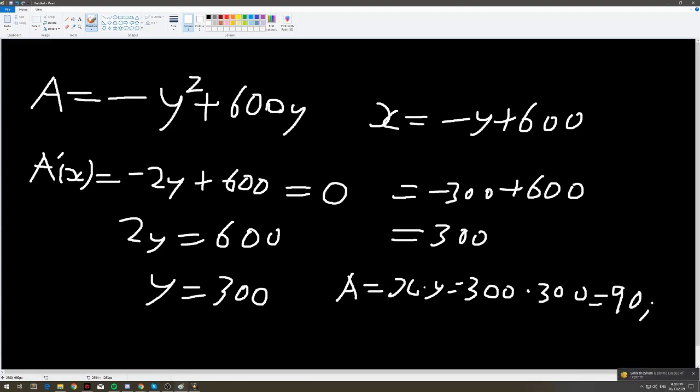Let me just write it on here. It will equal 90,000 meters squared. So that is how you can use the optimization algorithm to solve for optimization problems.